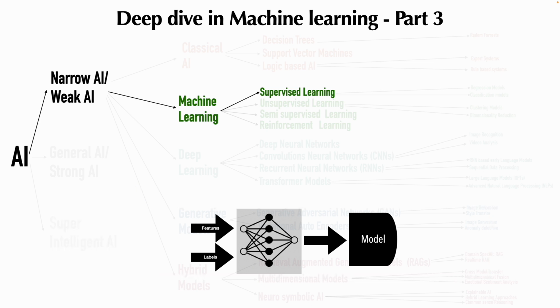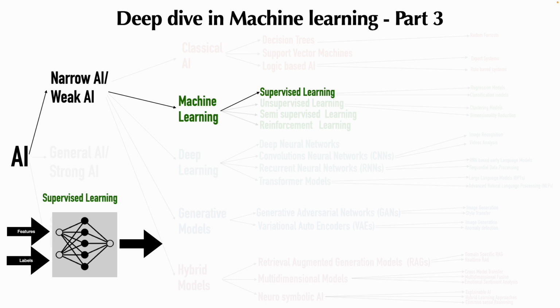You would be wondering, why is this called supervised learning? Because we are providing both features, that is the input data, and labels, the expected output, we are essentially guiding the learning process for the model. We are supervising the learning process. This guided learning approach is why it is called supervised learning.